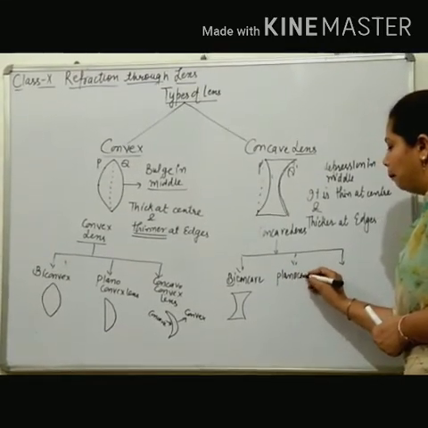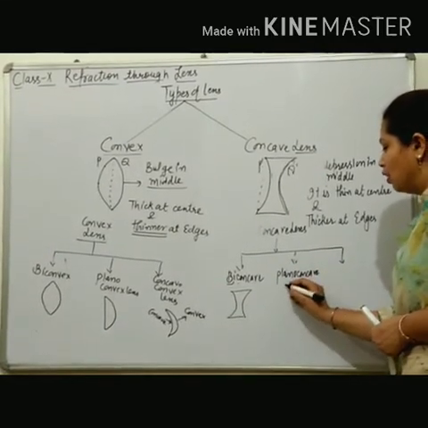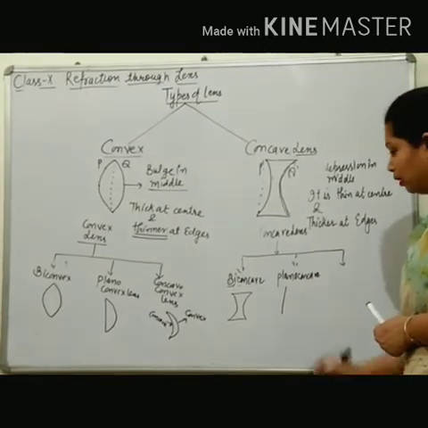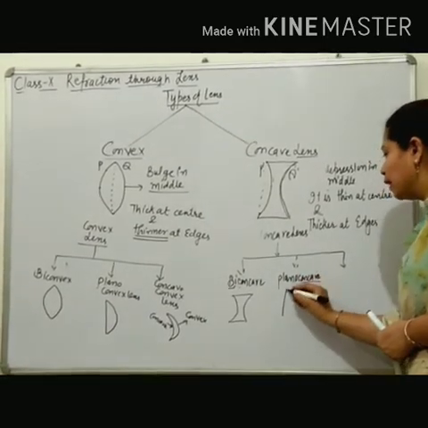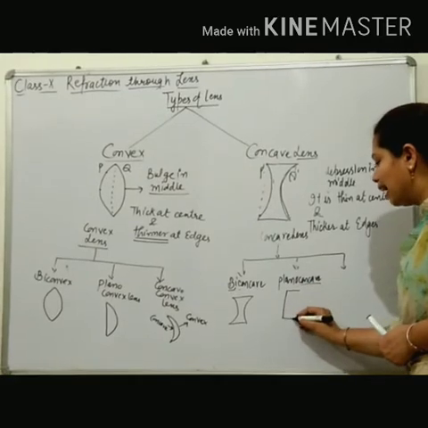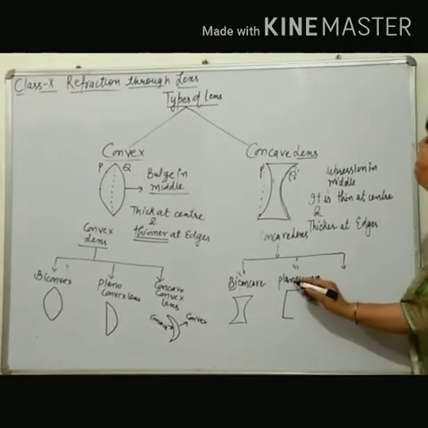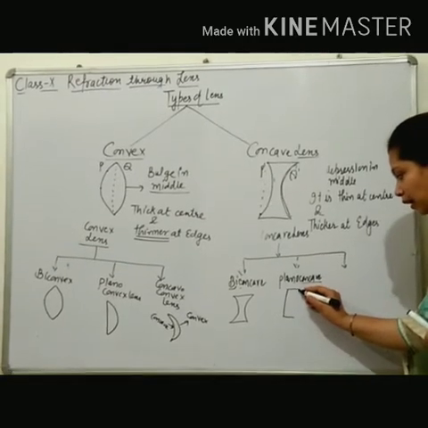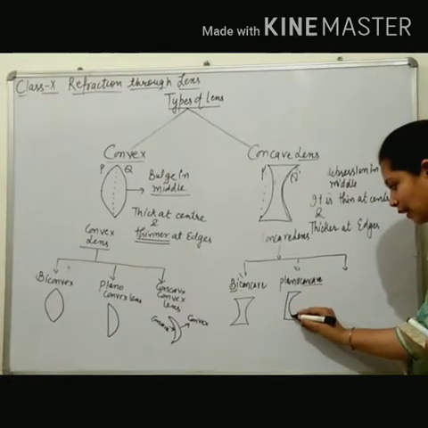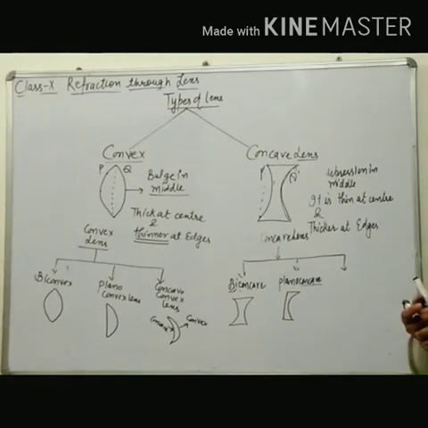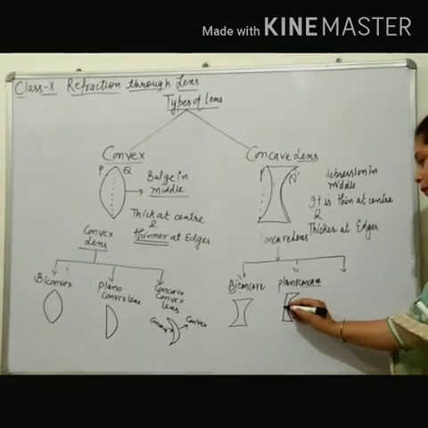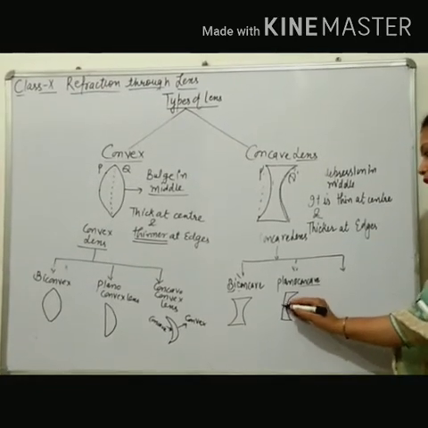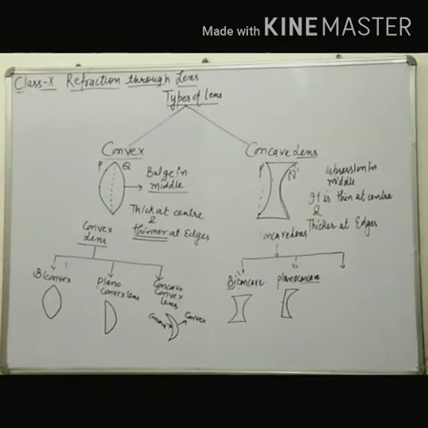Next is plano-concave lens. The first surface is plane, but it is a concave type. It means thicker at edges. Plano-concave lens, thicker at edges. The second surface is concave, so depression in inward direction. So it is plane, it is concave, so it is known as plano-concave lens.